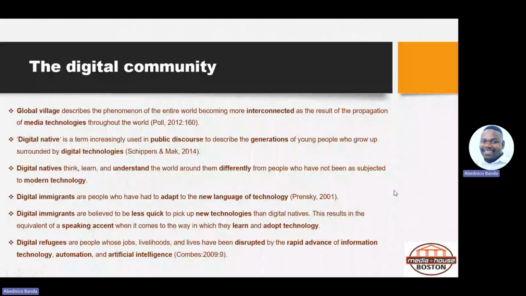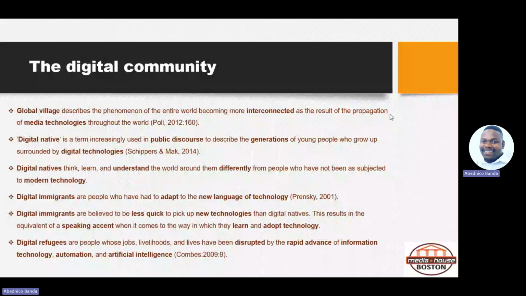And this results in the equivalent of speaking with an accent when it comes to the way in which they learn and adopt technology. So you just go into the digital community because you want to connect with the digital natives, or you want to fit in, or there is a specific purpose of being there.